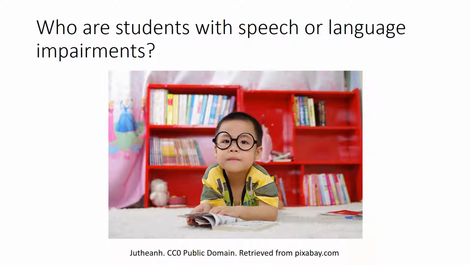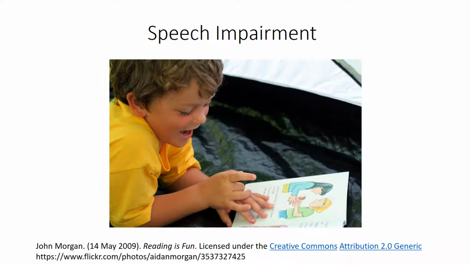Who are students with speech or language impairments? These include reading disabilities, speech difficulty, and language impairment or delay. Speech impairment can be production of speech that sounds unintelligible or unpleasant. It may also interfere with communication. It manifests in articulation, fluency, and voice problems.